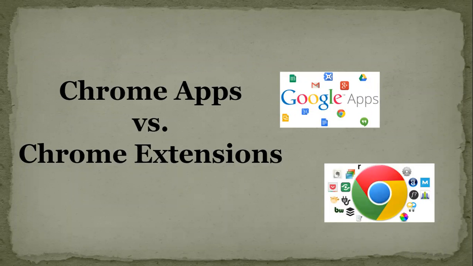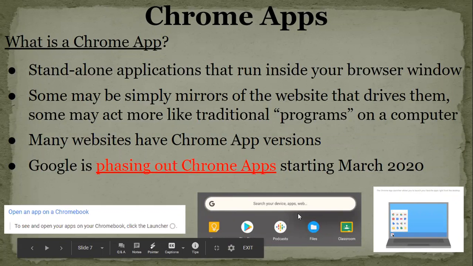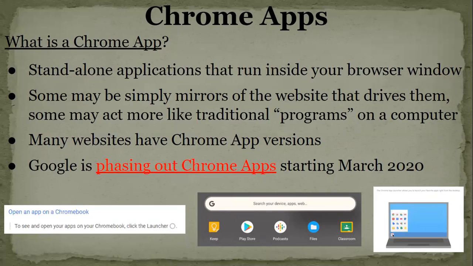Okay, so let's talk about the differences between apps and extensions. What exactly is a Chrome app? It's basically a standalone application that does the same kind of thing that a website would, but it's driven within your browser. I'm not going to spend a ton of time on Chrome apps because Google is phasing them out starting in March. I hear that June is when they're going to stop supporting Chrome apps. If you have a Chromebook, for example, you would click the little launcher and it would take you here, and you could search for your apps, or you could go to the Chrome web store to find the apps. But again, I'm not going to spend time on this today since they're not going to be supported next week, which is June.